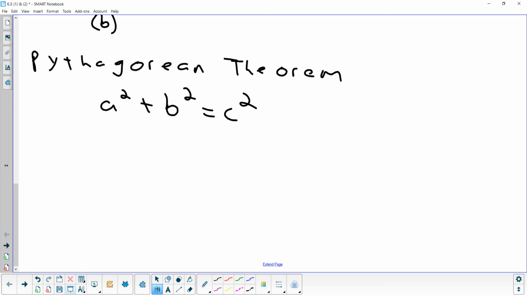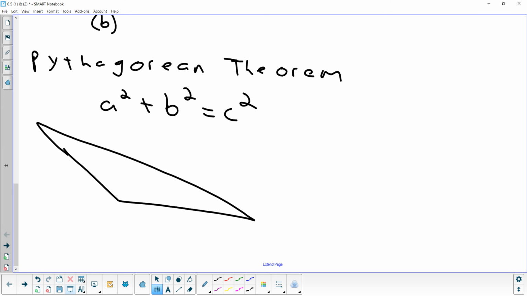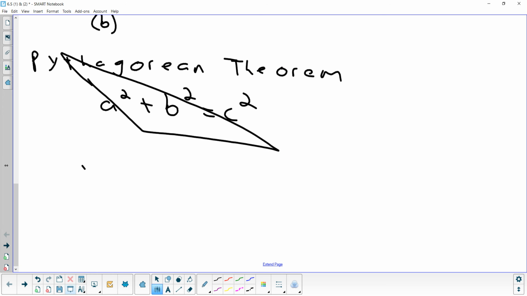Keep in mind that that's a theorem that only applies to right triangles. So when we have problems like this eventually, that is not a problem you can use the Pythagorean theorem in. There's no 90-degree angle. Okay. You're not going to have that yet.